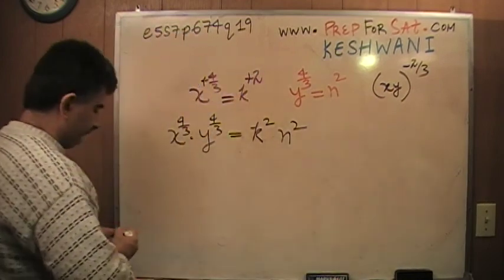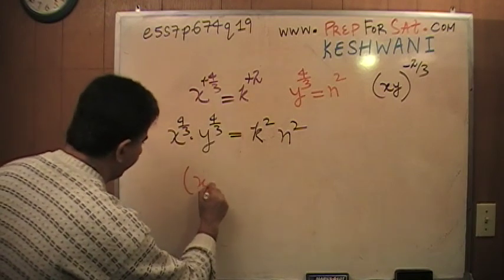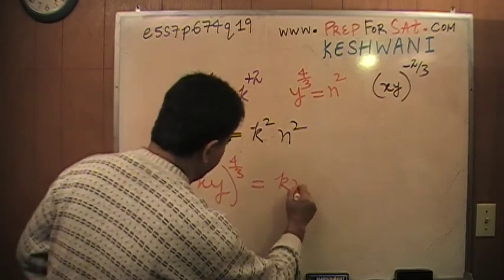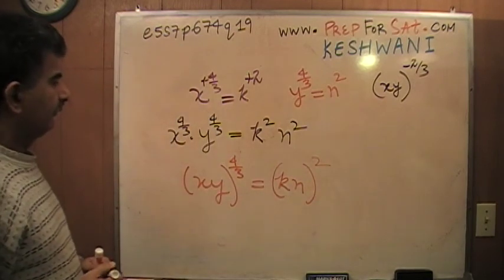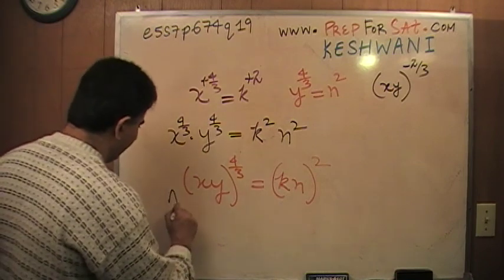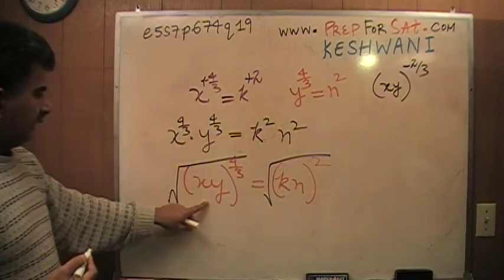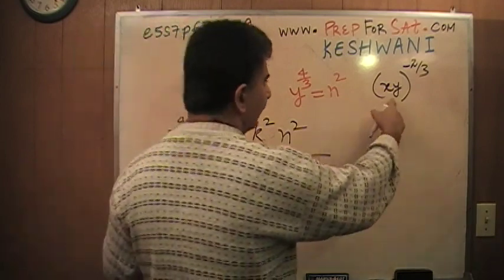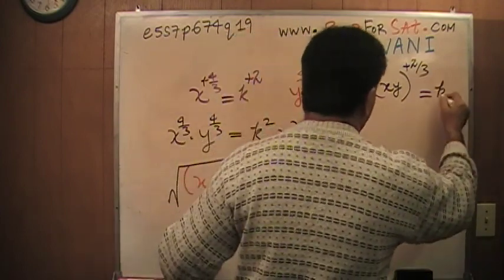I'm going to put them together. X times y raised to 4 third must equal k times n raised to second power. Let's take the square root of both sides. If I take the square root of both places, what do I end up with? Here what I will end up with is x times y raised to 2 third should equal k times n.